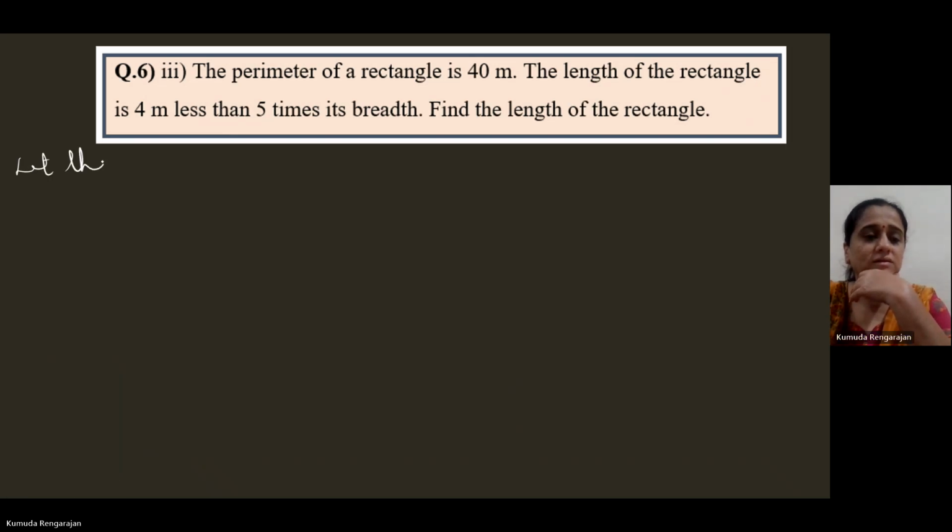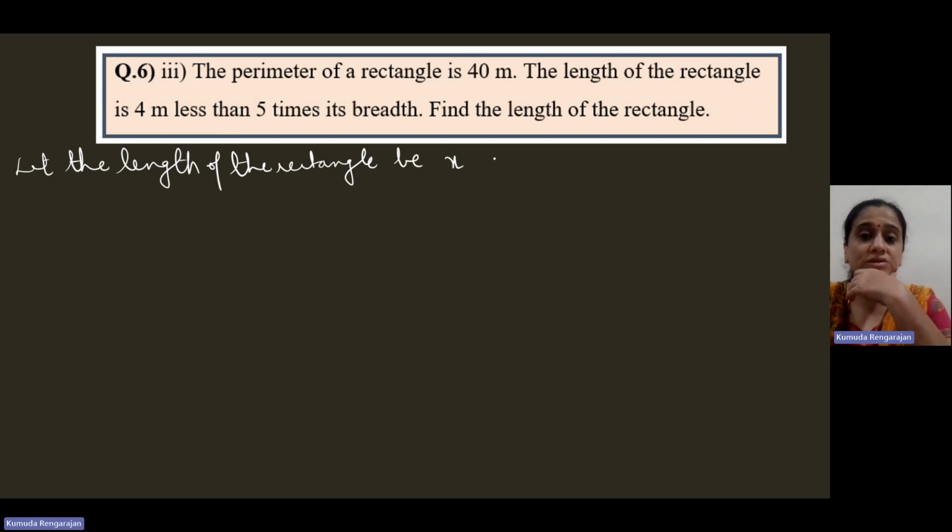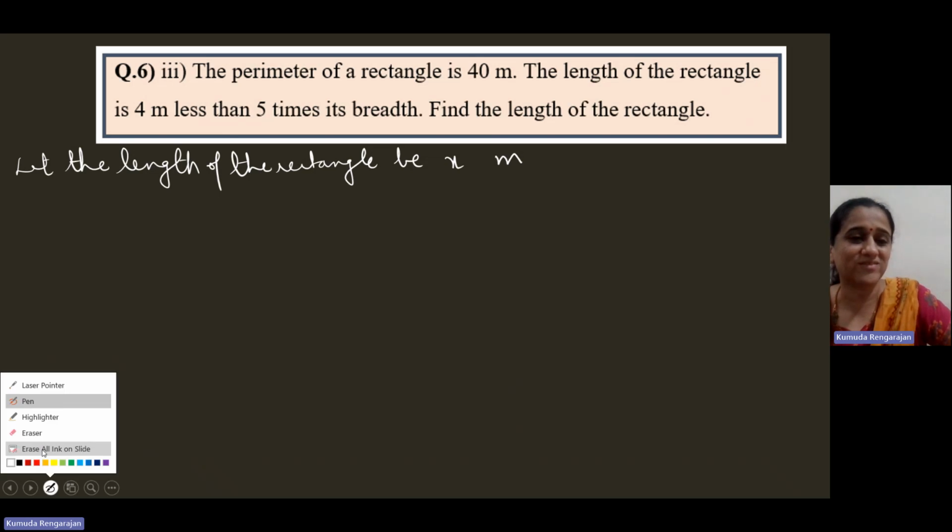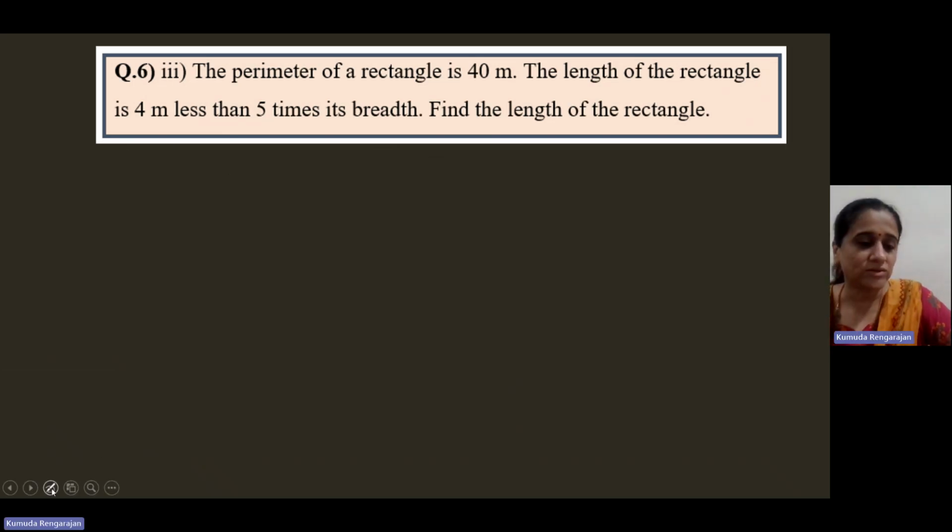Let the length of the rectangle be X meters. Now what is given? The length of the rectangle is 4 meters less than 5 times its breadth.